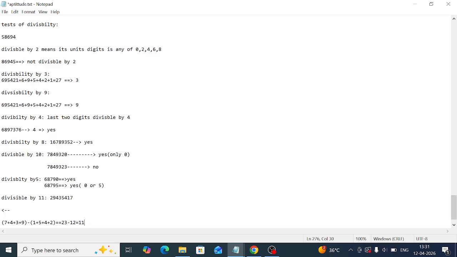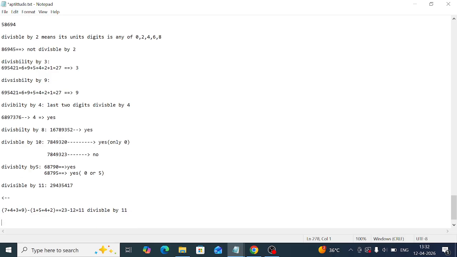11. Okay. Then which is divisible by 11? 11 is divisible by 11. So this is how you are going to check divisibility by 11. Either 0 also you can get, no problem. 0 or a number divisible by 11 you can get. Okay, that's how you check divisibility by 11.